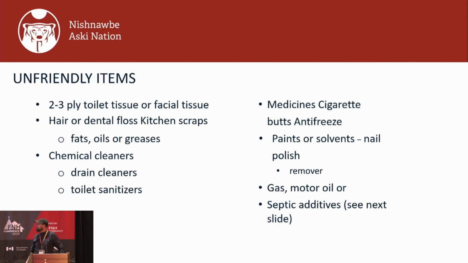So yeah, I think you all know what the unfriendly items are. I know during COVID we made, I'm not sure who we made it with, might have been with the Mushkegowuk communities, a one-pager that went out about things you shouldn't flush, particularly wipes. Household wipes are particularly bad for septic systems. And anything that's going to kill something is probably not good to have in that system.